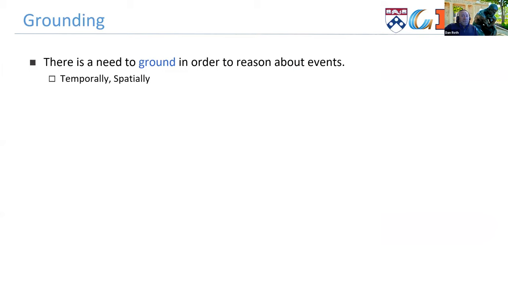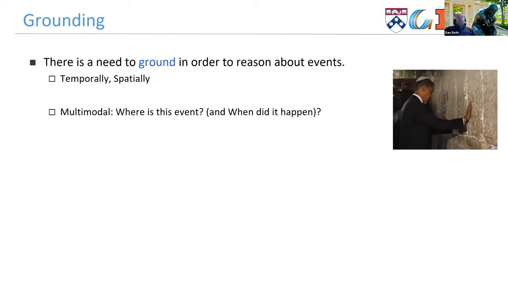I think this is my final example for the detailed example, and this has to do with grounding. So there is a need to ground in order to reason about events. And the level of grounding we are doing today, basically entity linking, if you want, isn't sufficient. We have to think about temporal grounding and spatial grounding. For example, you can ask, where is this event that you describe? So assuming that you identify the person in the picture, do you identify the location? When did it happen? Where did it happen?